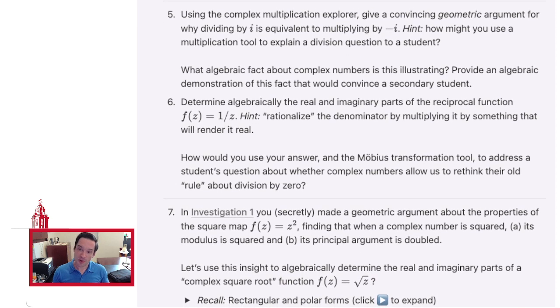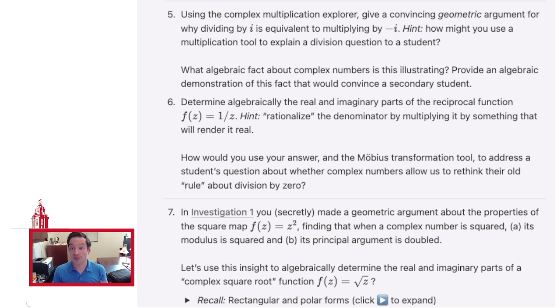In 5 and 6, we're going to talk a little bit about this algebraic correspondence. So for example, question 5, how can we use a graphical transformation tool to argue for why multiplying by minus i is the same as dividing by i? So I want you to demonstrate that equivalence using algebra, but also use one of these tools to show graphically to a secondary student, for example, why those two things should be the same.